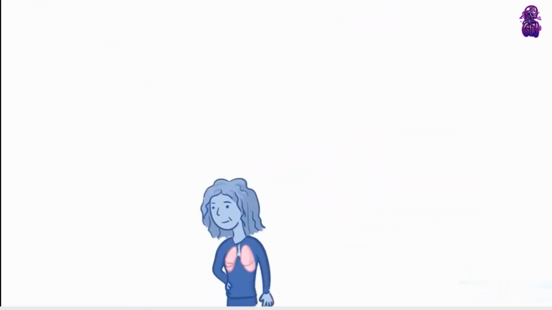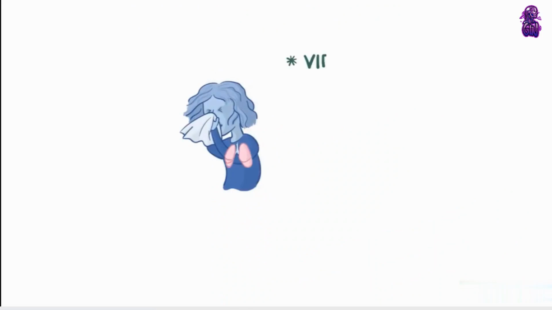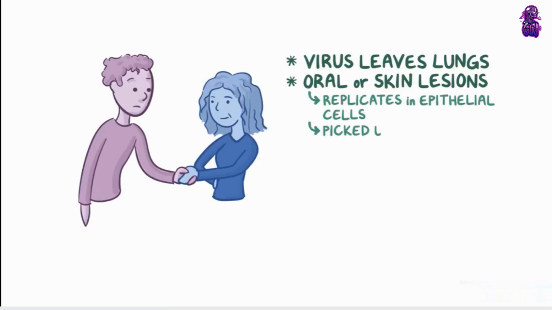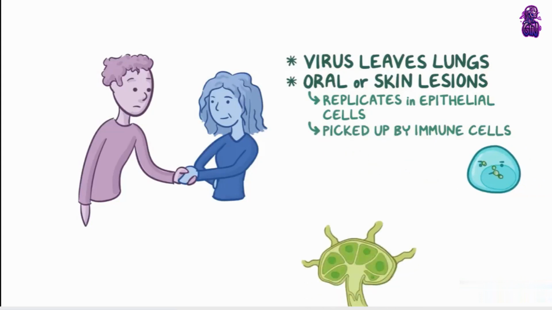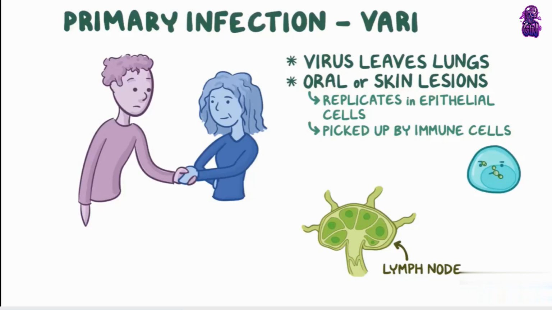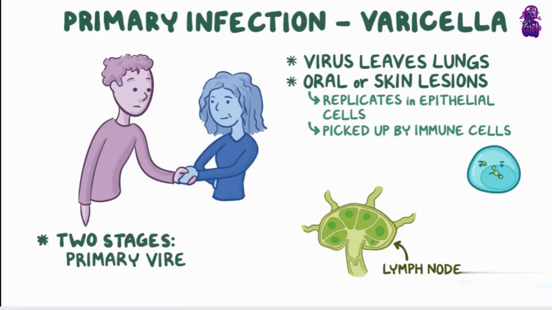When an infected person sneezes or coughs, the viruses leave the lungs and get released into the air. The virus can also be transmitted through contact with the oral or skin lesions of the infected person. When the virus comes into contact with the respiratory mucosa or the skin of a new person, it starts replicating in the epithelial cells. It soon gets picked up by nearby immune cells and gets transported to a nearby lymph node.